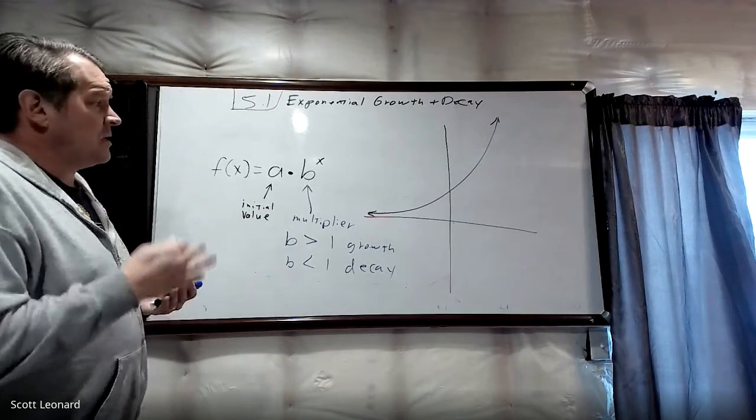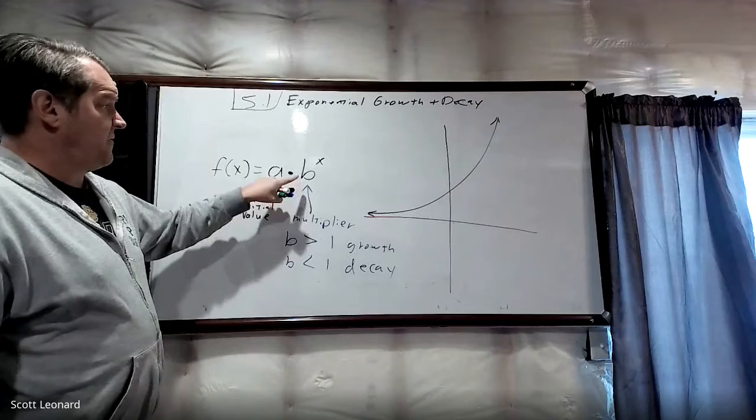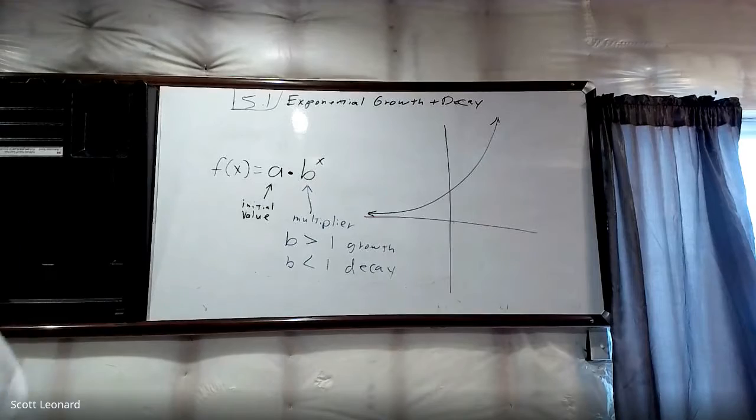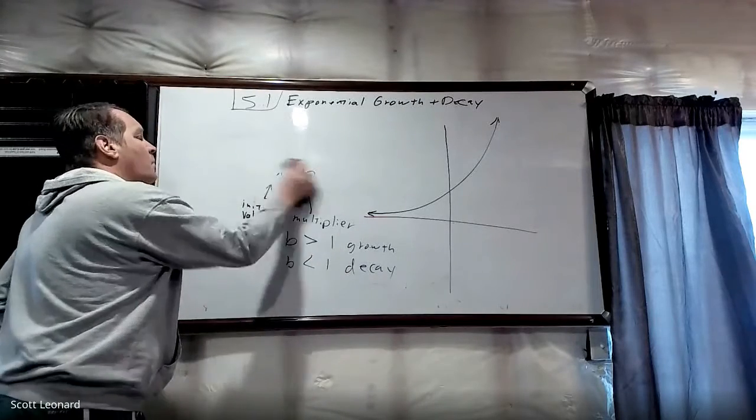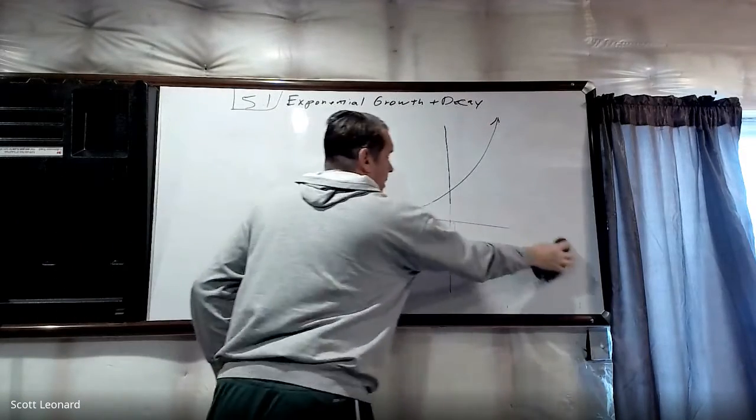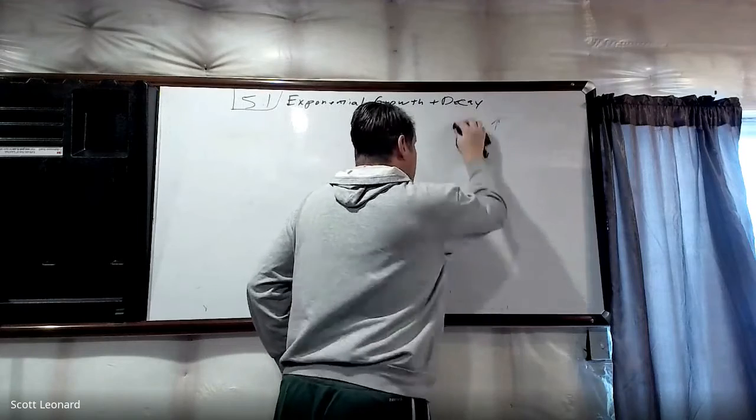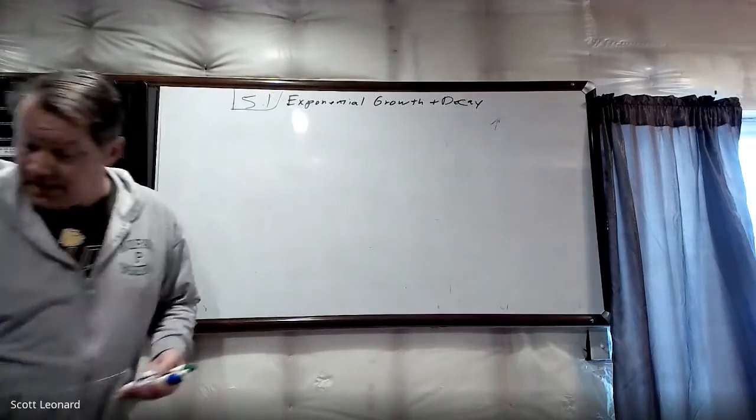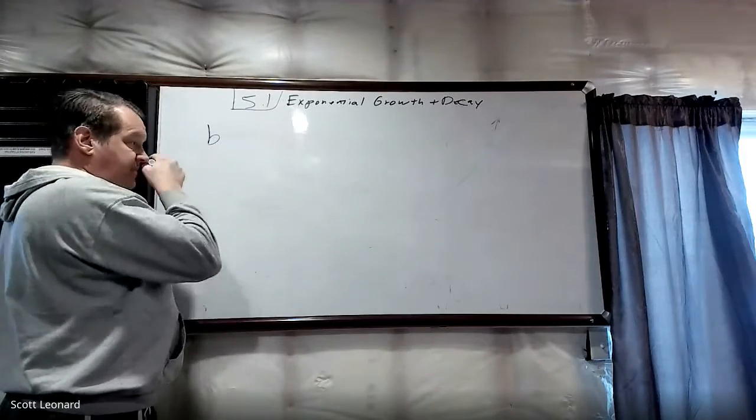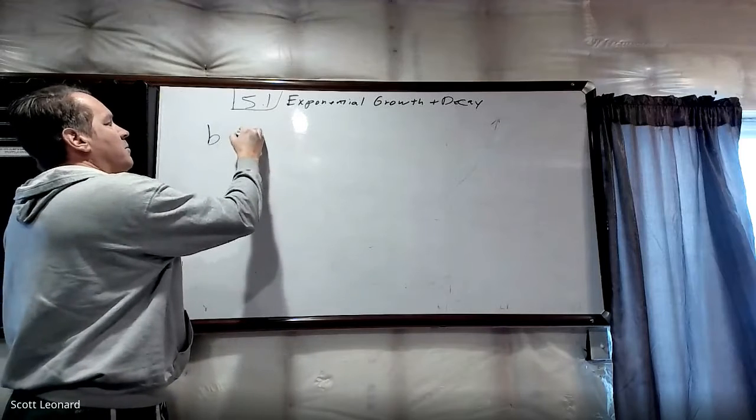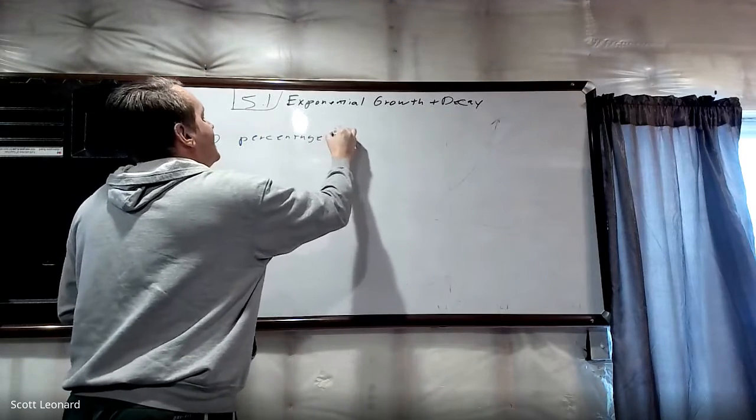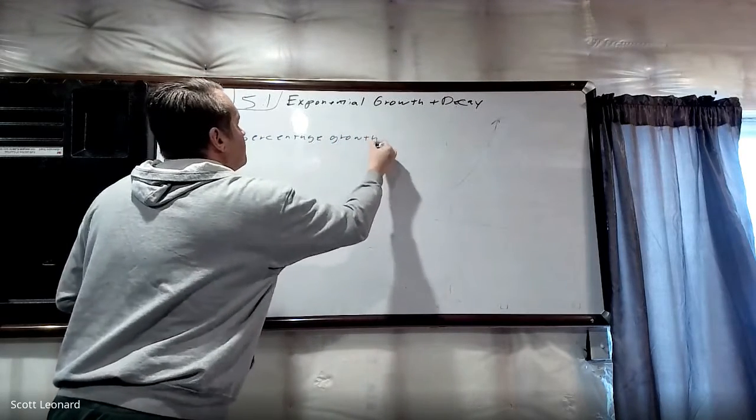Your homework is broken up into 3 parts. The first part, we're just focusing on the multiplier. So I'm going to erase this right now. So the first part of your homework, we're only working with the B value. Now, the B value for percentage growth or decay.